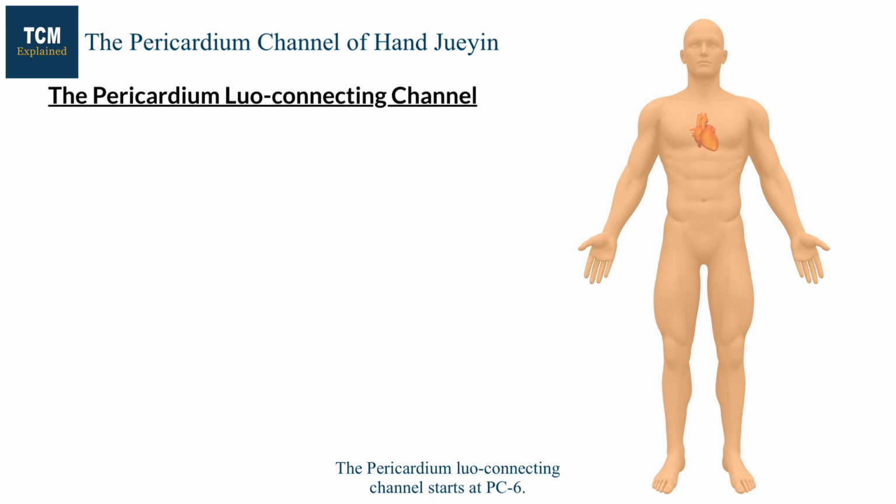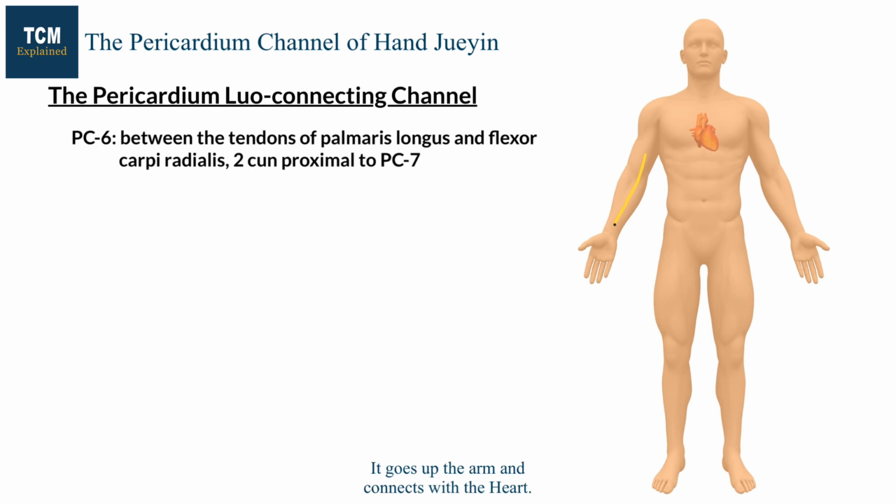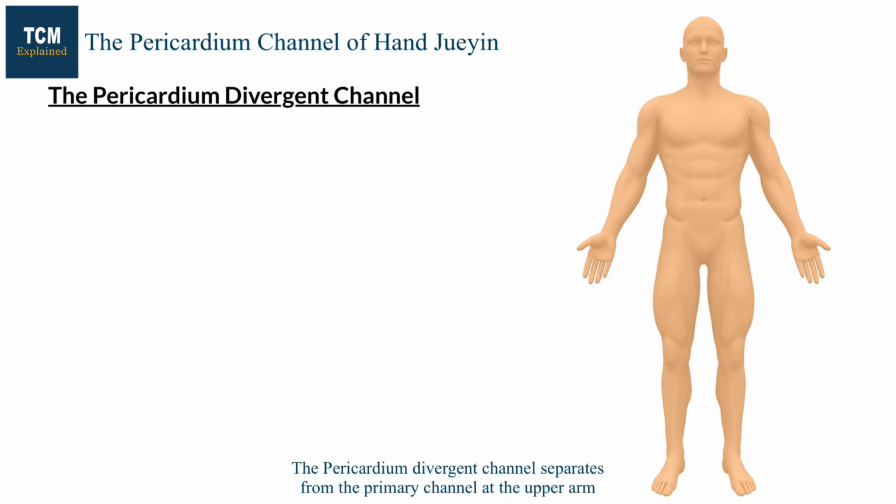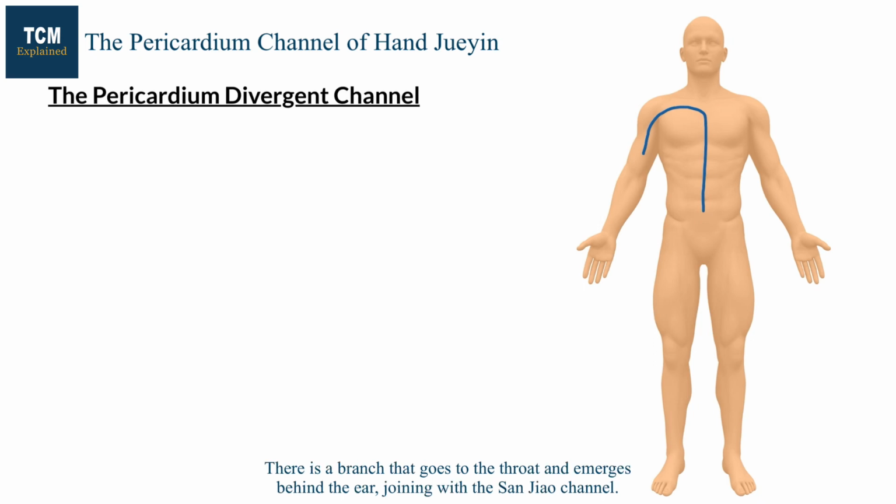The pericardium luo-connecting channel starts at PC6. It goes up the arm and connects with the heart. The pericardium divergent channel separates from the primary channel at the upper arm and goes to the chest to connect with the upper, middle, and lower jiao. There is a branch that goes to the throat and emerges behind the ear, joining with the Sanjiao channel.